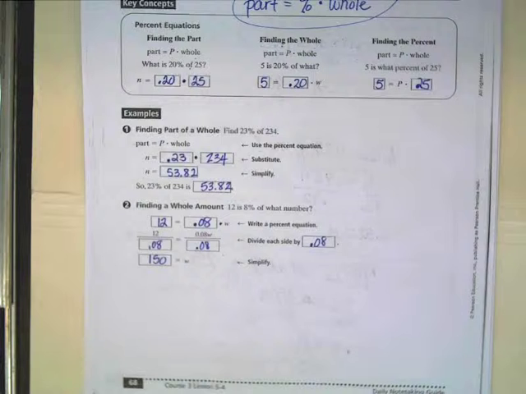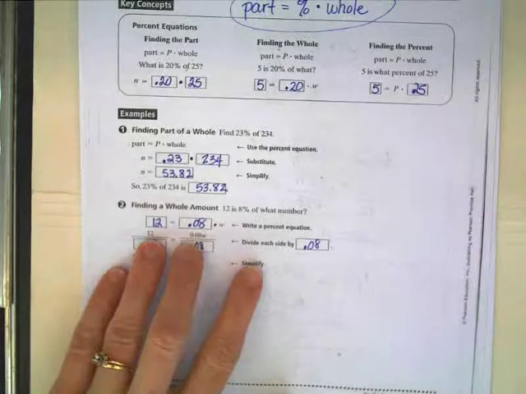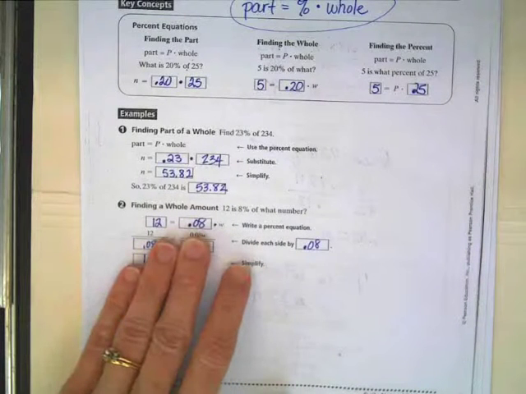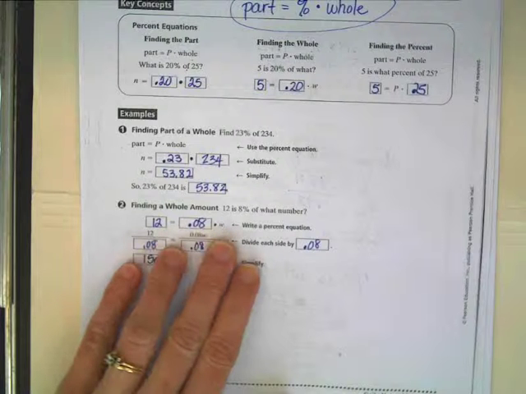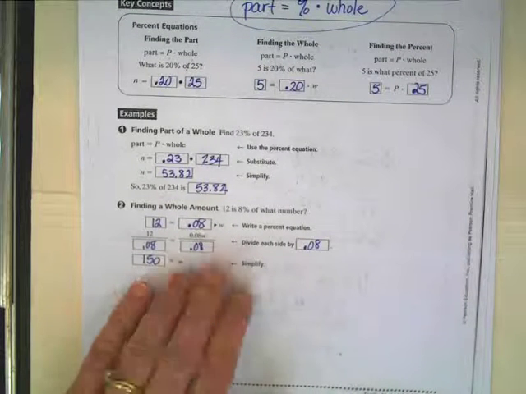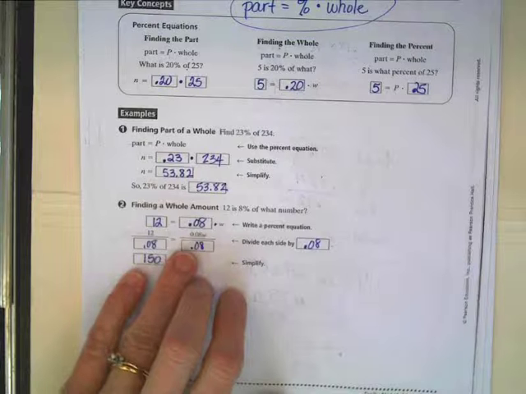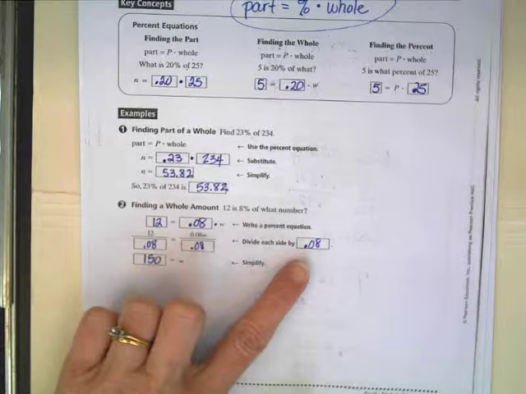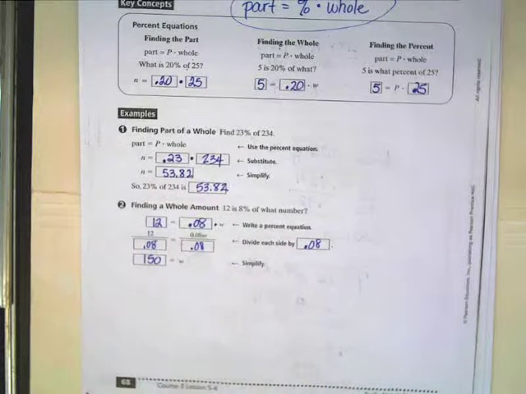The next one, finding a whole amount. 12 is 8% of what number? So we write our equation. 12 equals 0.08 times some number, w. When we simplify a little bit, we get 12 equals 0.08w. Then we want to divide each side by 0.08 so that we can isolate the w, or the variable, and w equals 150. So 12 is 8% of 150.